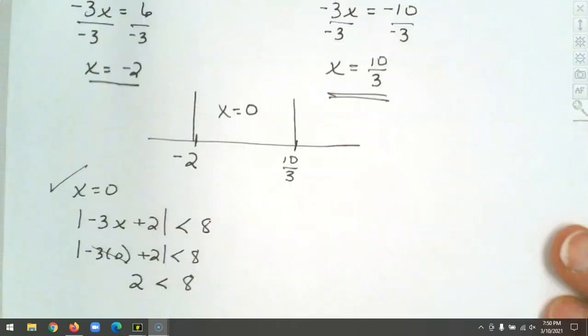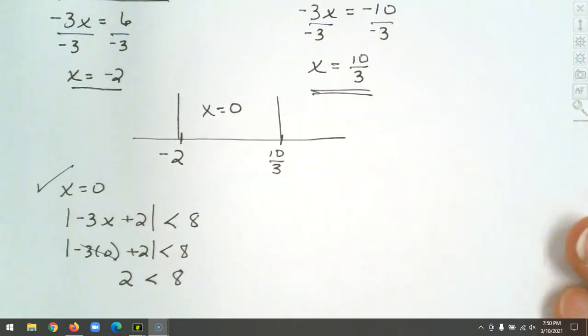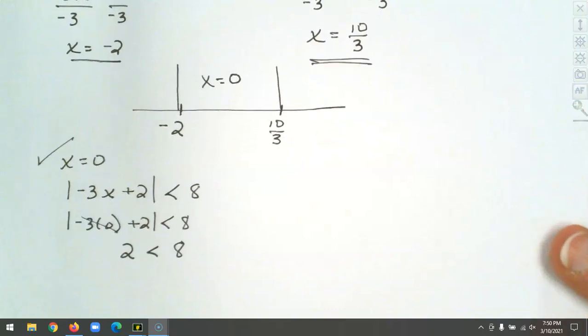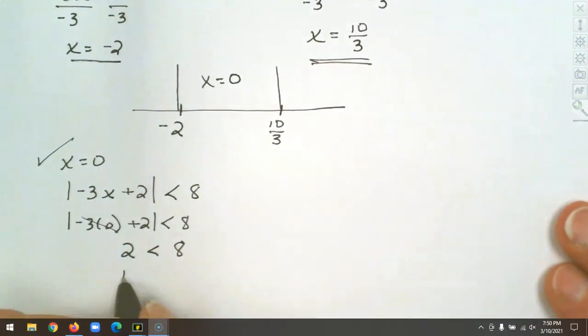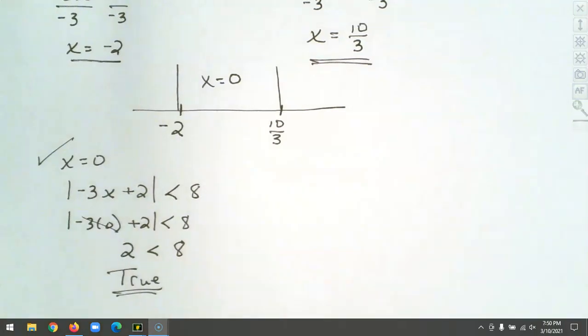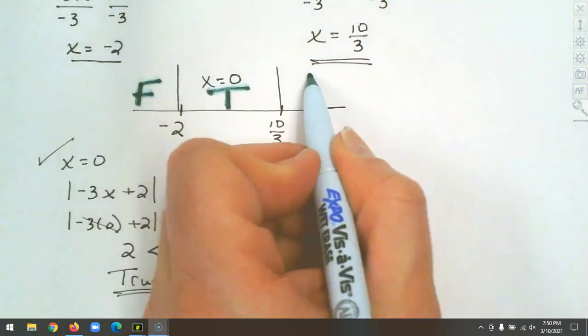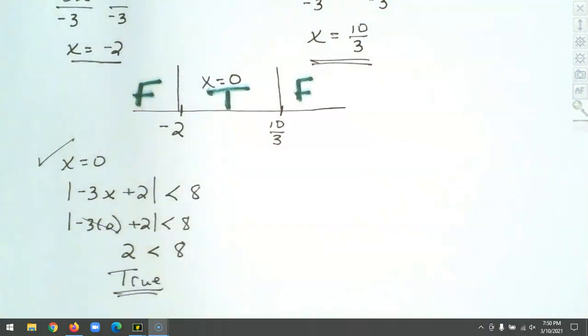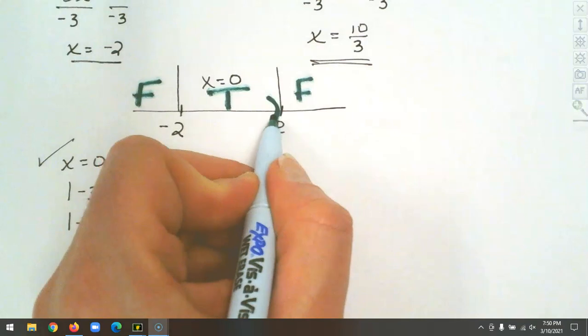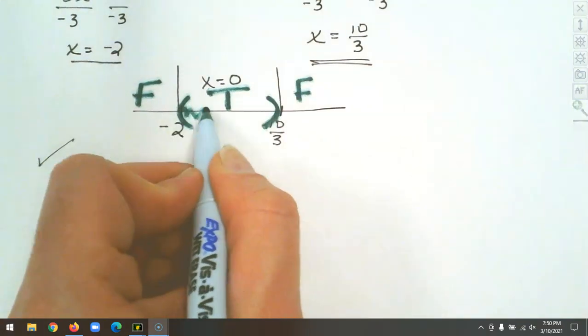And is 2 now smaller than 8? Is 2 smaller than 8? Yes, 2 is smaller than 8. So that would make that then true. So that means this region in the middle is true. If the region in the middle is true, then the edges are going to be false. Our original was strictly less than, so we use parentheses here.